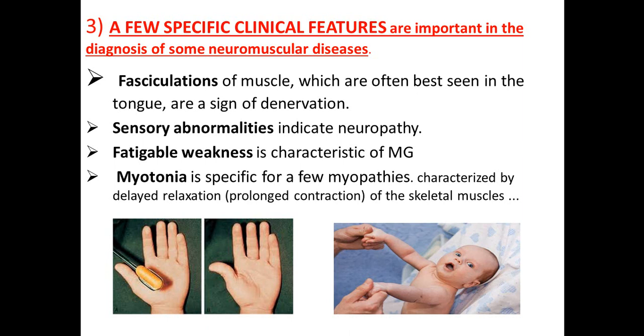Sensory abnormality also indicates neuropathy. Fatigable weakness is a characteristic feature of myasthenia gravis. Myotonia may be seen in a few myopathies.